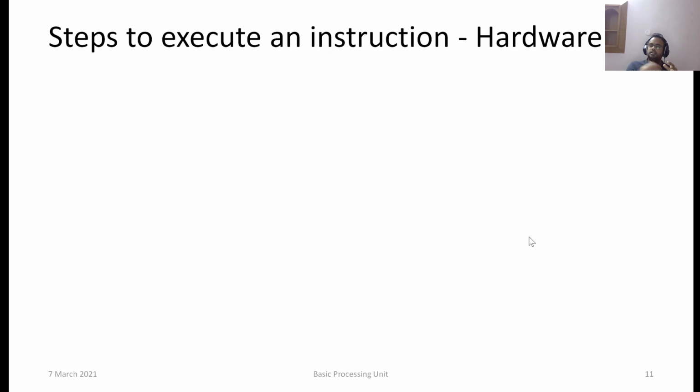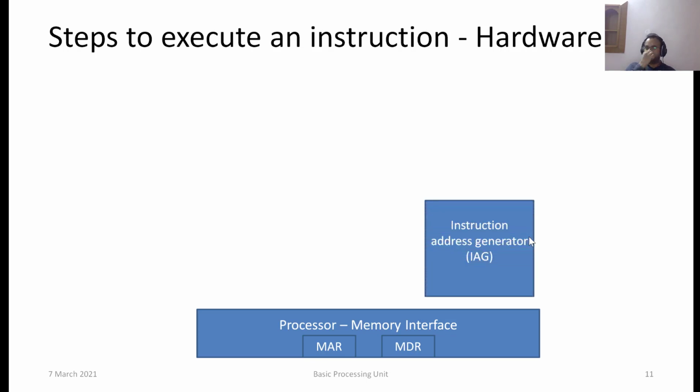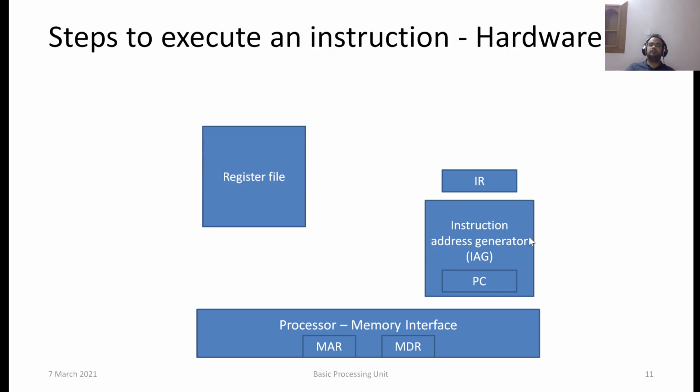So if we look at all these individual steps, we would need to build the hardware to carry out each of these steps, right? So let's look at what hardware is needed for this. The very first one would be the processor memory interface with the internal registers MAR and MDR. Following that, we also need what's called the instruction address generator, IAG in short. It also has the PC within itself. We need the hardware to store the instruction register. Along with that, we have the registers themselves, which is the register file, and we need the ALU to perform all the operations also.